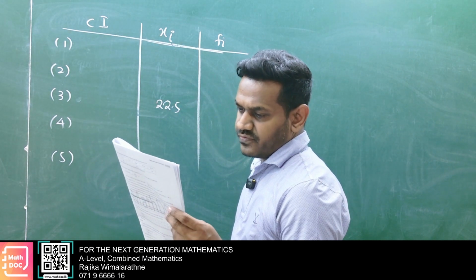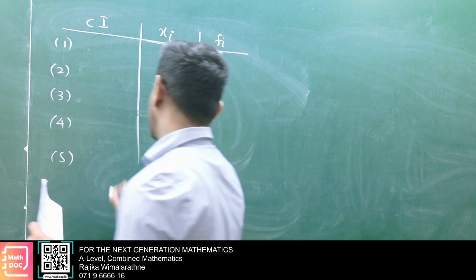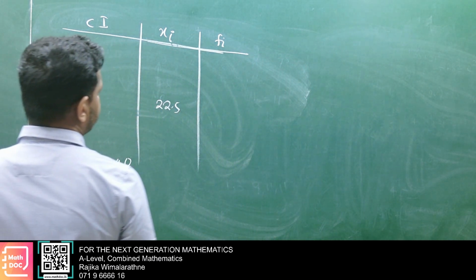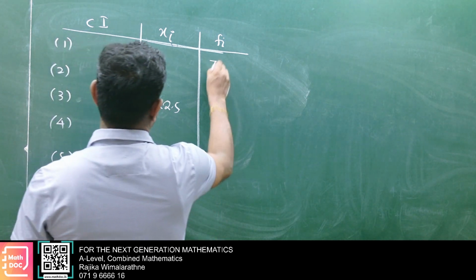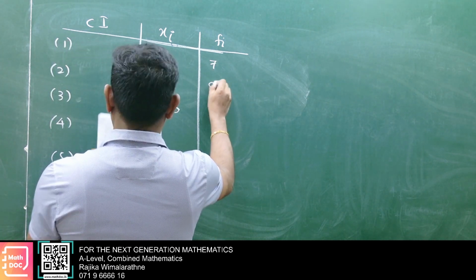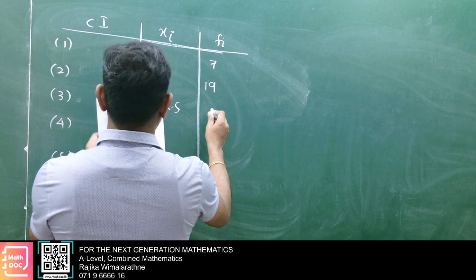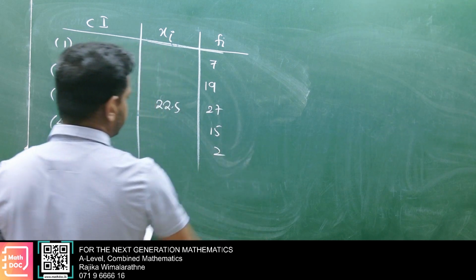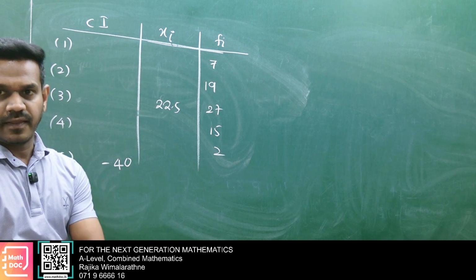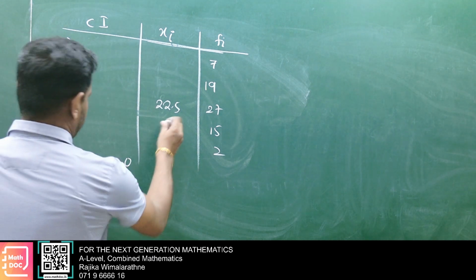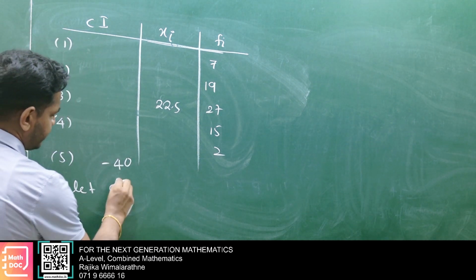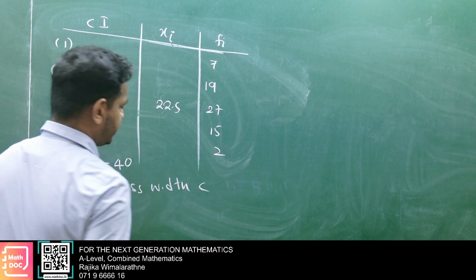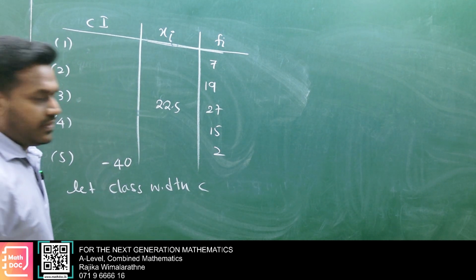The upper boundary of the fifth class interval is 40. Here 40. Then frequencies 7, 9, 19, 27, 15 and 2. Here are the values. Now let the class width be C.